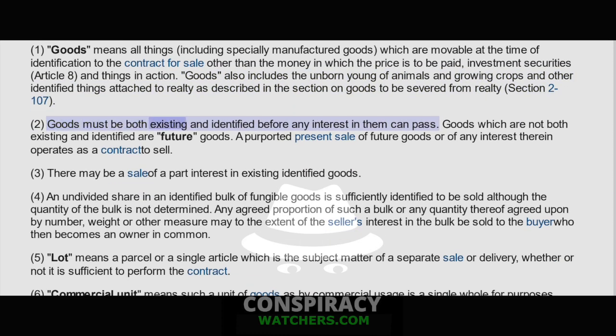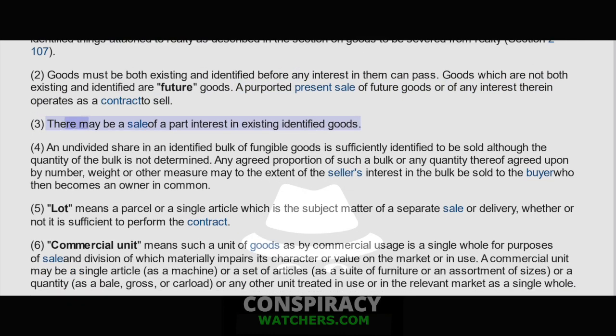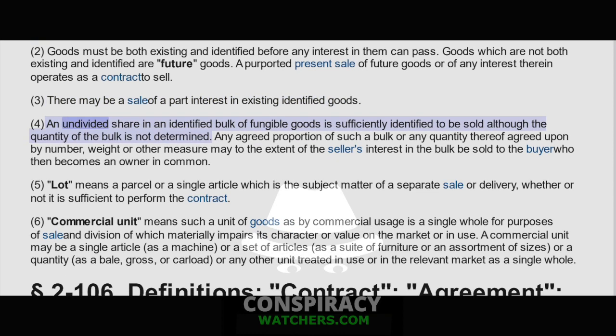Goods must be both existing and identified before any interest in them can pass. Goods which are not both existing and identified are future goods. A purported present sale of future goods or of any interest therein operates as a contract to sell. There may be a sale of a part interest in existing identified goods. An undivided share in an identified bulk of fungible goods is sufficiently identified to be sold although the quantity of the bulk is not determined.